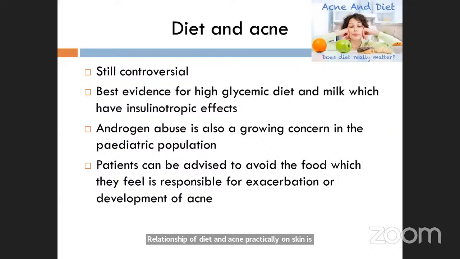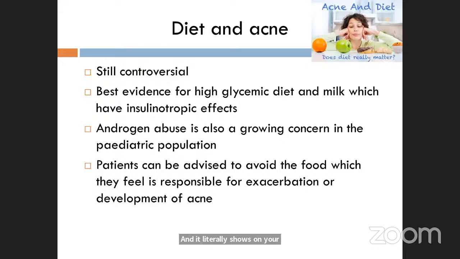However, the baseline advice is that the relationship of diet and acne practically on skin is very immediate. You consume something, and in the next 2 days, it will really reflect on your skin. So when I give advice of diet and acne, I tell my patients, if you eat anything and it literally shows on your skin, avoid it.